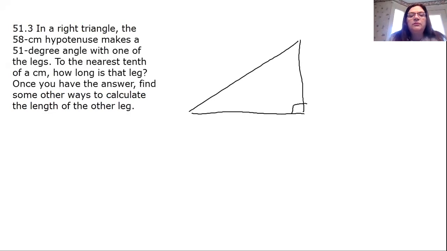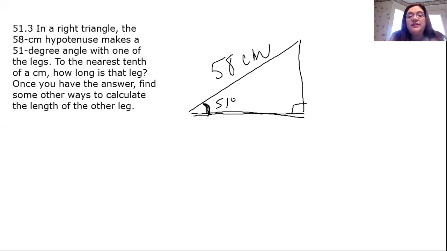It's a right triangle. It's got a 58 centimeter hypotenuse, and it makes a 51-degree angle with one of the legs. Well, it didn't tell us which one, so I'm just going to pick this one, 51 degrees. And it wants to know, to the nearest tenth of a centimeter, how long is that leg? So it's asking for the leg that this angle is touching.